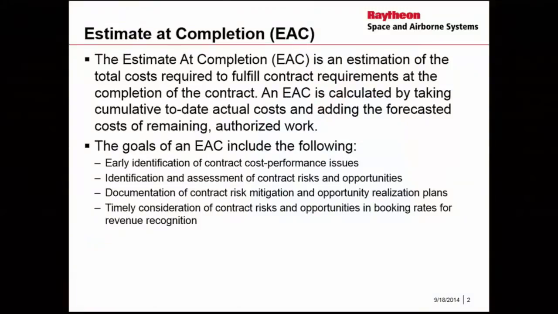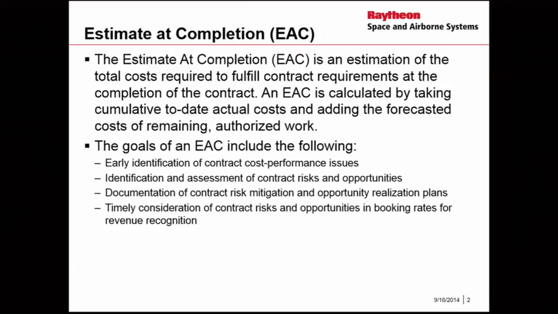So quarterly, our programs have to do what's called an estimate at completion. The estimate at completion is just an estimation of the total cost required to fulfill contract requirements at the completion of the contract. BAC-EAC is just calculated by taking the cumulative to date actual costs and adding the forecasting costs of the remaining authorized work. Why is this important to us?